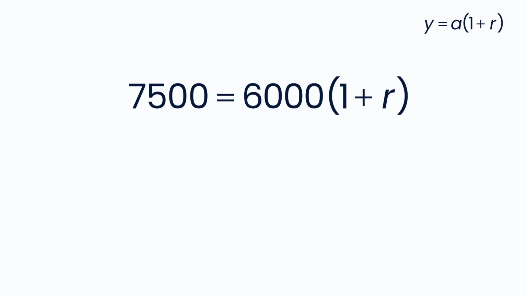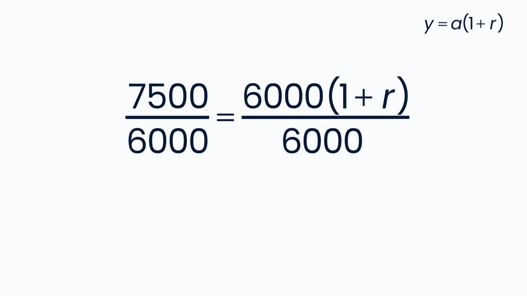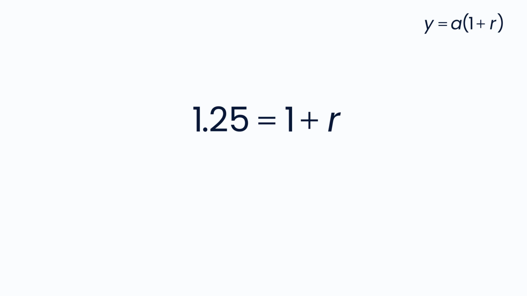To do this, you divide both sides by 6,000. On the right-hand side, you cancel out the 6,000s. On the left-hand side, you divide 7,500 by 6,000, giving 1.25. 1.25 equals 1 plus r. That means that the growth factor, 1 plus r, is equal to 1.25.